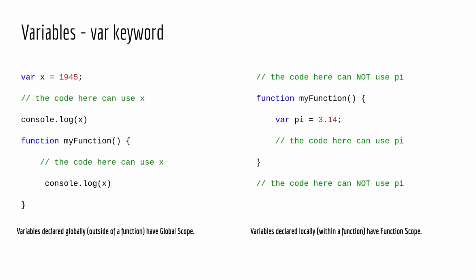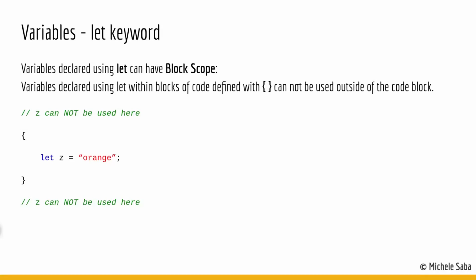So as I said, before JavaScript ES6, before ECMAScript 2015 was released, we could only declare variables using the var keyword, but now we can also use another keyword, let. And variables declared using let can have block scope. And so the difference is that with block scope, variables declared using let within blocks of code defined using curly braces cannot be used outside of the code block. So as you can see here, I have defined a block of code using curly braces, and within this block of code, I've defined a variable, z, using the let keyword, and to this I've assigned a string, orange. So z cannot be used outside of the code block.